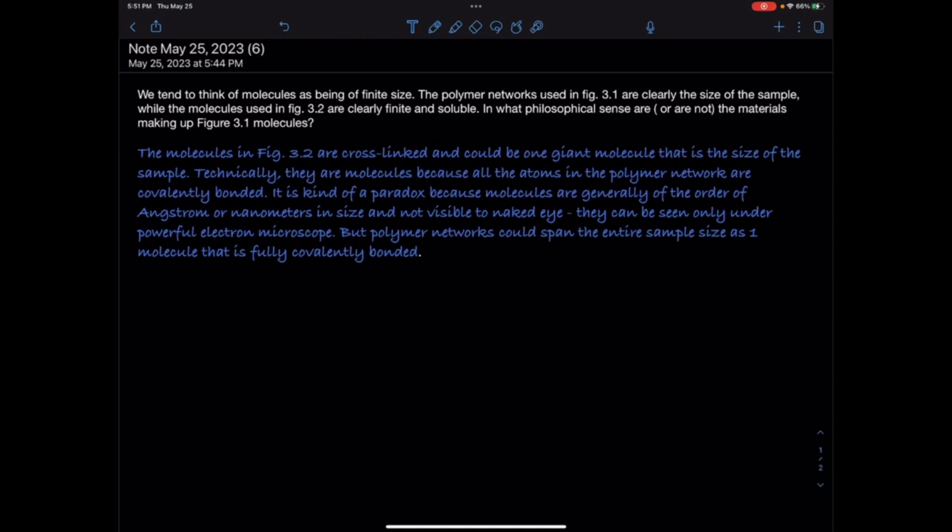The molecules in figure 3.2 are cross-linked. They are cross-linked polyurethane, cross-linked polystyrene, and interpenetrating networks of polyurethane and polystyrene. Technically, they are molecules because all the atoms in the polymer network are covalently bonded. It is kind of a paradox because molecules are generally of the order of angstroms or nanometers in size and are not visible to the naked eye. They can only be seen under a powerful electron microscope. So polymer networks could span the entire sample size as one molecule.